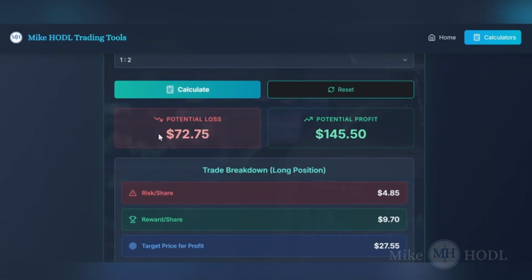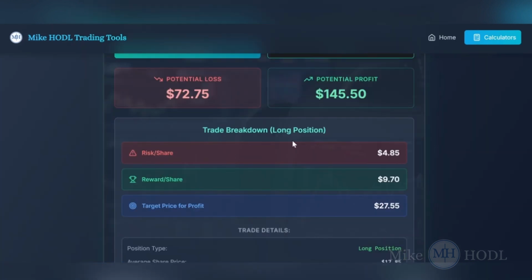The calculator now shows the potential loss and potential profit. With a 1-to-2 risk-to-reward ratio, you could potentially lose $72.75 or make $145.50 profit on this trade. The trade breakdown for this long position shows the following.